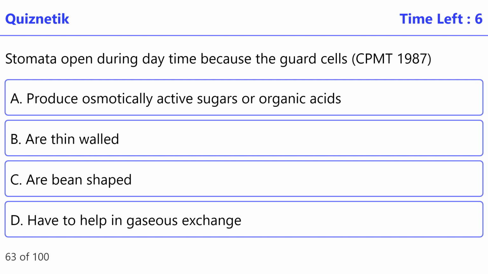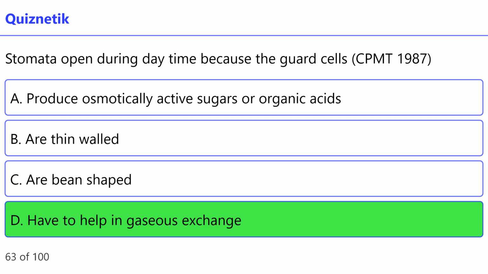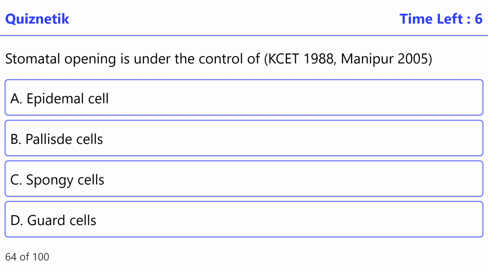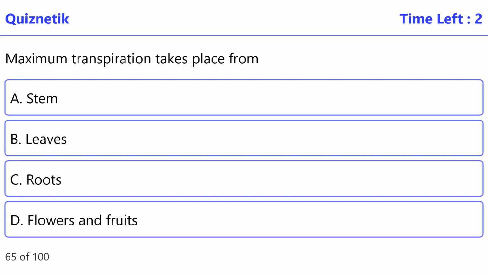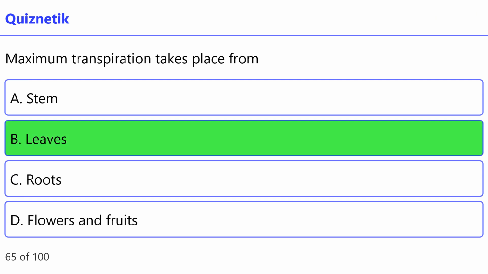Stomata open during daytime because the guard cells CPMT 1987. The correct option is D, have to help in gaseous exchange. Stomatal opening is under the control of KSET 1988, Manipur 2005. The correct option is B, palisade cells. Maximum transpiration takes place from, the correct option is B, leaves.